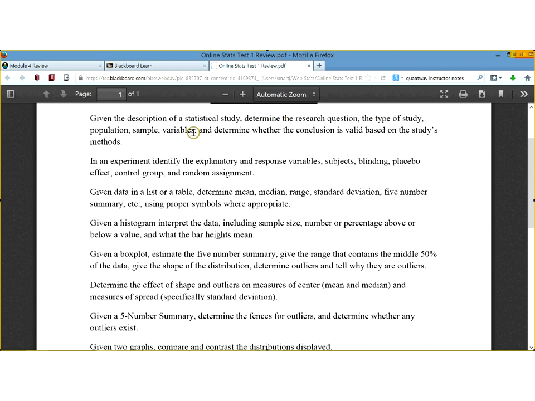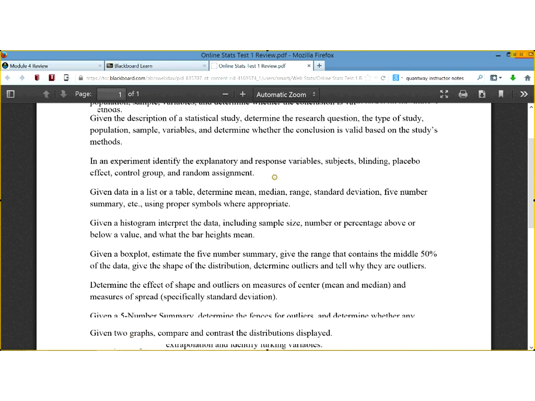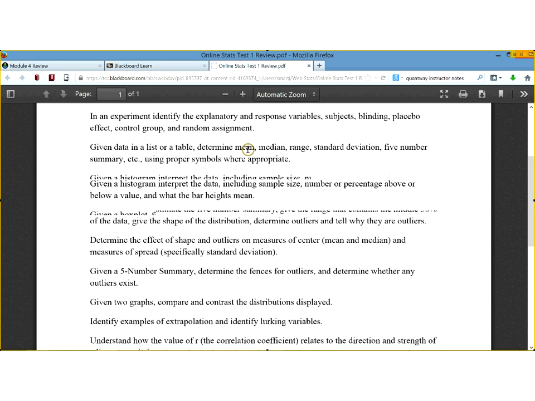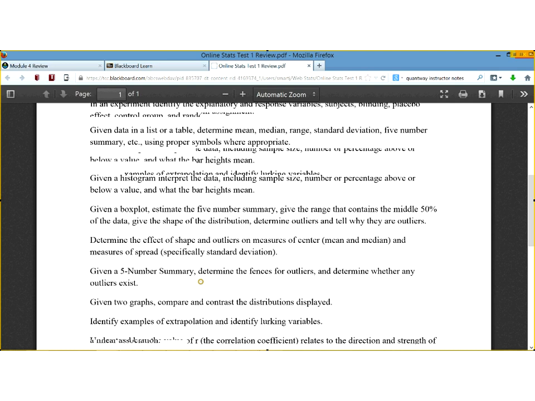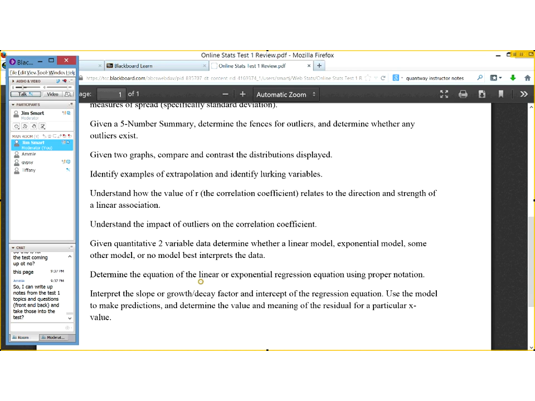So, you know, give a description of a statistical study, determine the research question, the type of study, the population, sample, variables, determine what the conclusion. I mean, this is exactly what you did on quiz 1. Explanatory response variables, subjects, blinding, placebo effect, control group, random assignment. You didn't do all of that, but that's all pretty well covered. Given data in a list or table, determine mean, median, rate. So it's pretty straightforward stuff. But basically, if you feel comfortable with the stuff on this list, you're going to do great on the test.